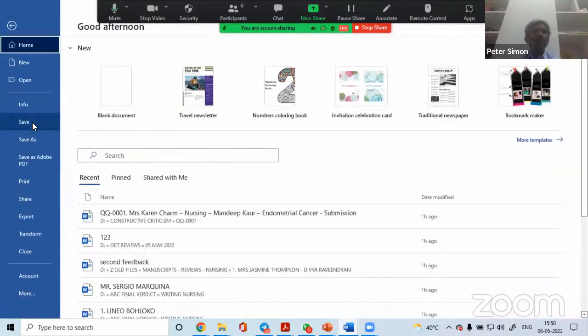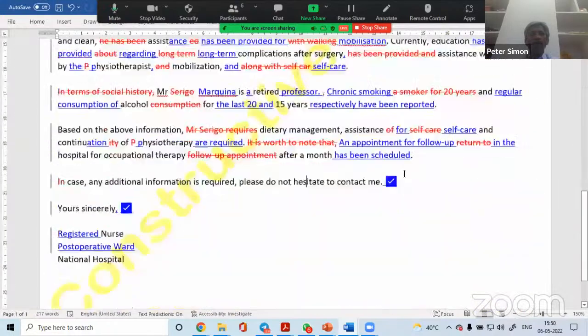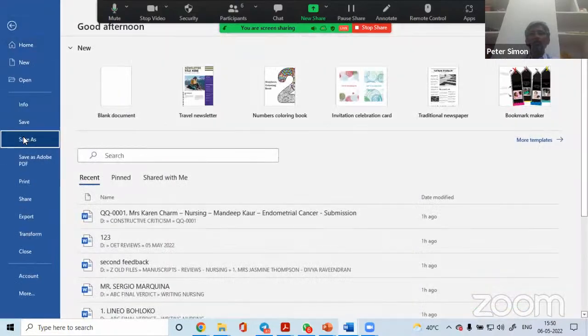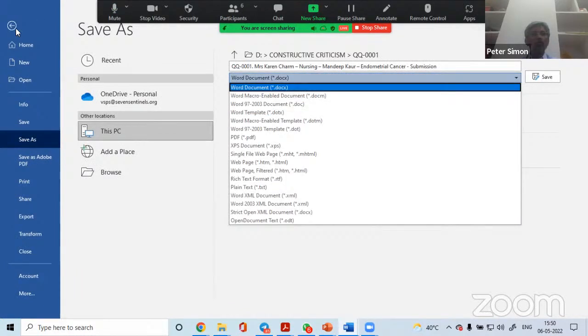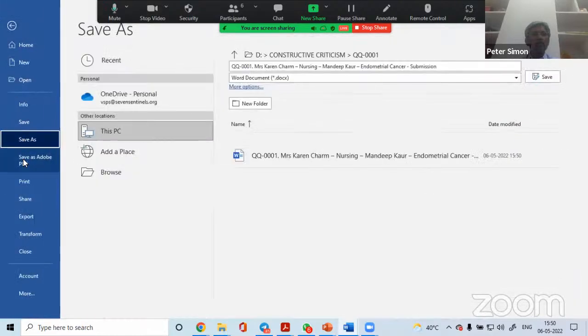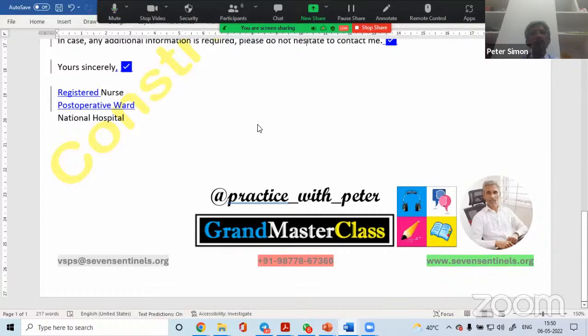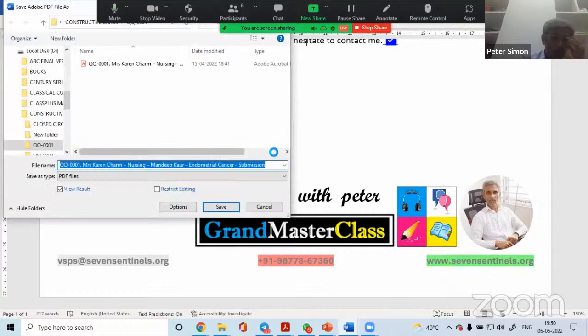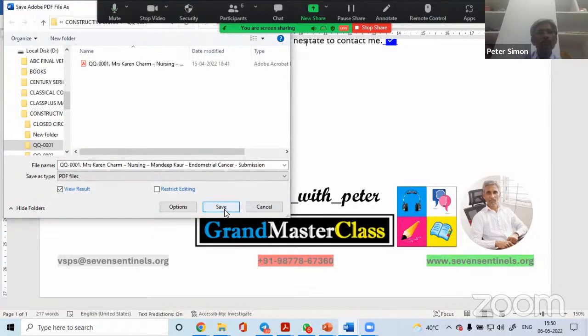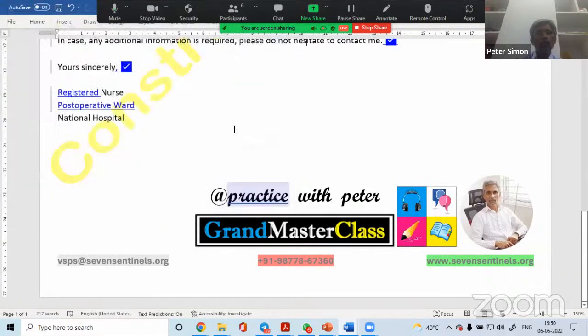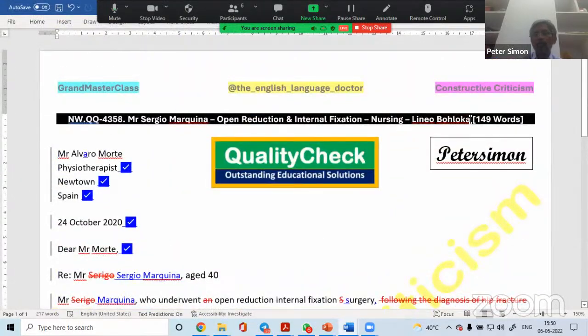Now save. So that is done. I have saved it. File, save as. Okay. Save as. No. File, save as Adobe PDF. Okay. Restrict editing. Nobody should edit this one. Name. Okay, I have to change its name. Cancel. Okay. Let it be saved like this. Cancel. Okay. I have to save the name, right? Okay.